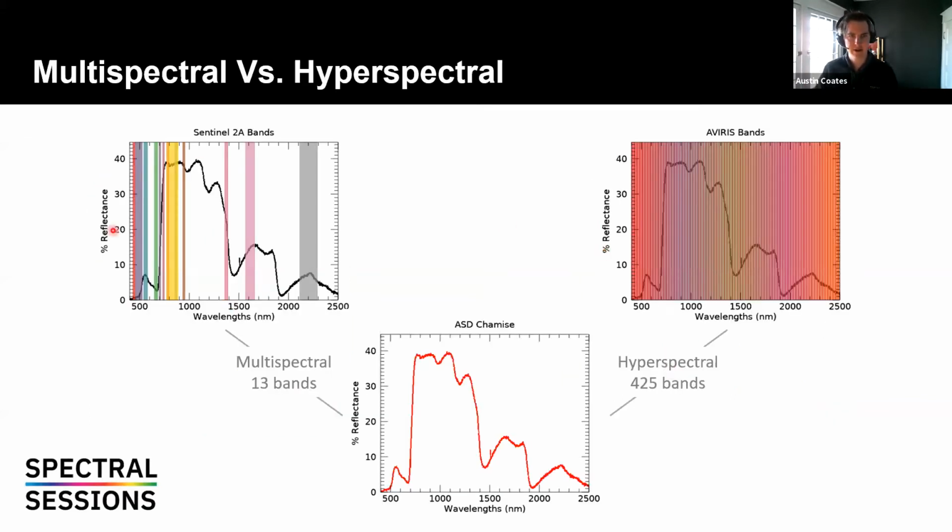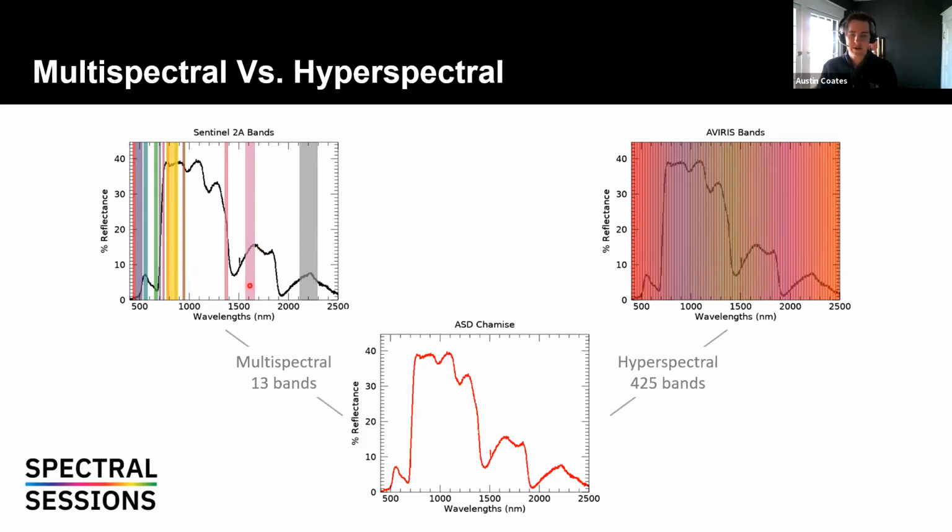So on the left-hand side, we have Sentinel-2. And so it collects in 13 different bands. And here are the locations of those bands. So along this entire profile, it's going to pick out 13 locations in which it's going to return values. And the width of these bands is it's going to go and say, I'm going to take all of the energy from inside of this area, collapse it down into one number, and then give it back to you.